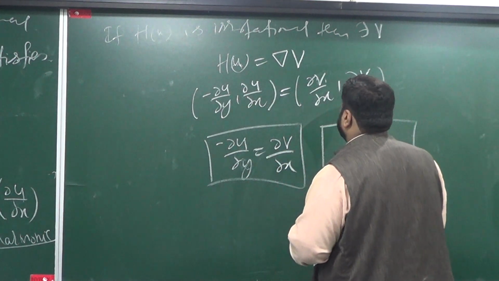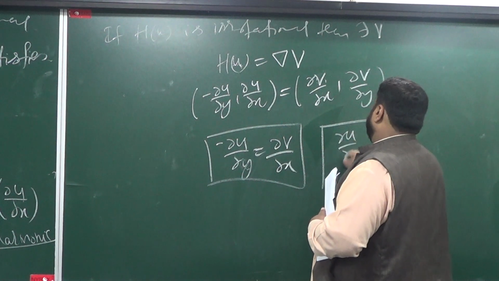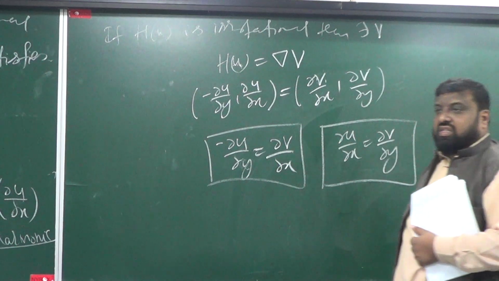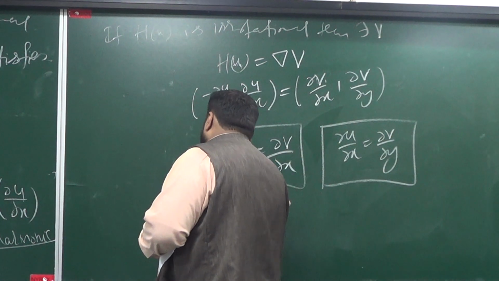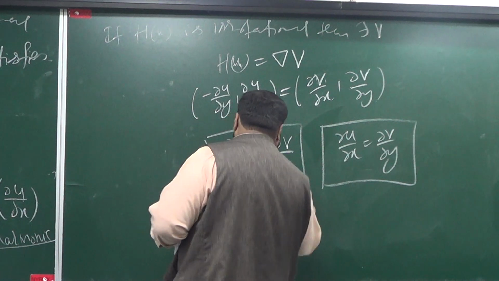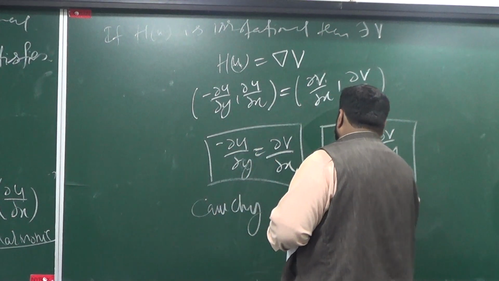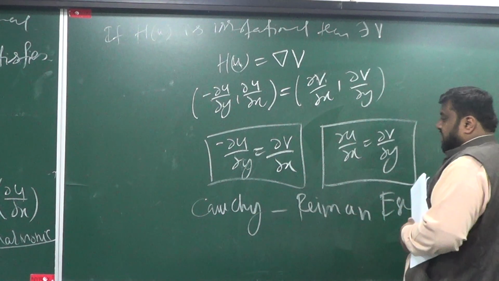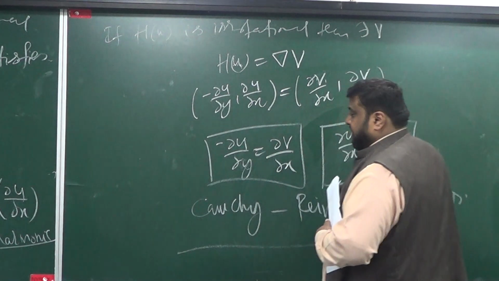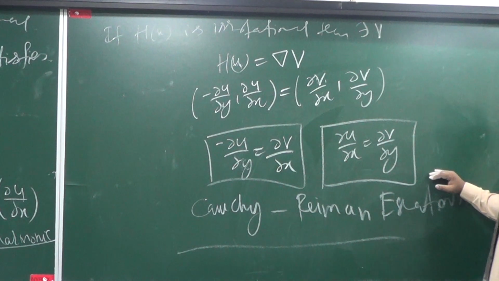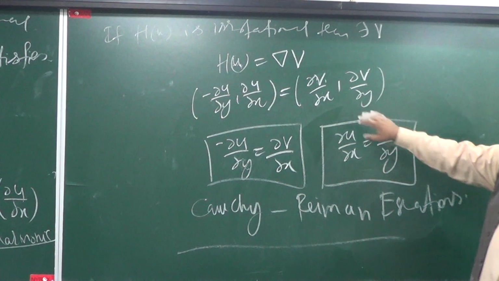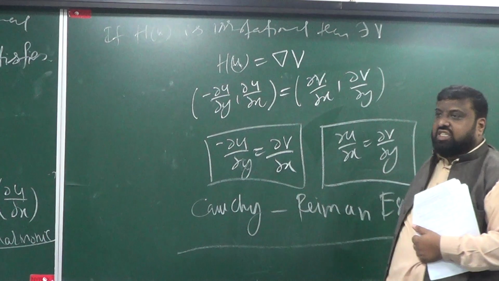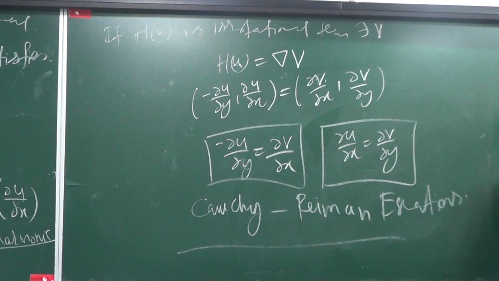The partial u by partial x is equal to partial v by partial y. These equations are called Cauchy-Riemann equations. Here's the thing. If the Cauchy-Riemann equations are satisfied, then h of U is gradient and hence irrotational. Or if it is irrotational, Cauchy-Riemann equations must be satisfied.